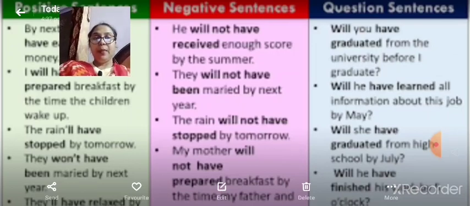So we are moving to the next form of the future tense, that is future perfect continuous tense. That is also the fourth form of this future tense. So let's see.